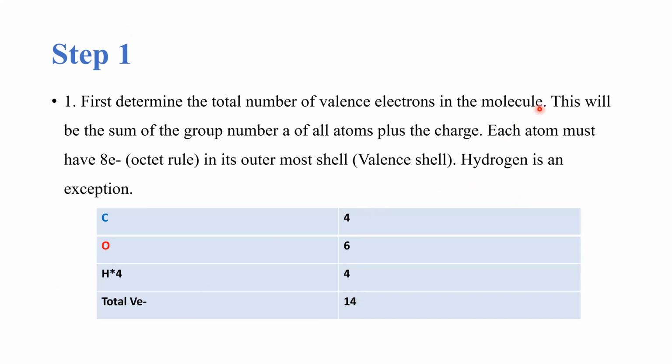That is the first step. Now, why are we calculating this? Because at the end, we have to satisfy this, that the final structure is fulfilling and satisfying the total number of valence electrons which we have calculated for the molecule.